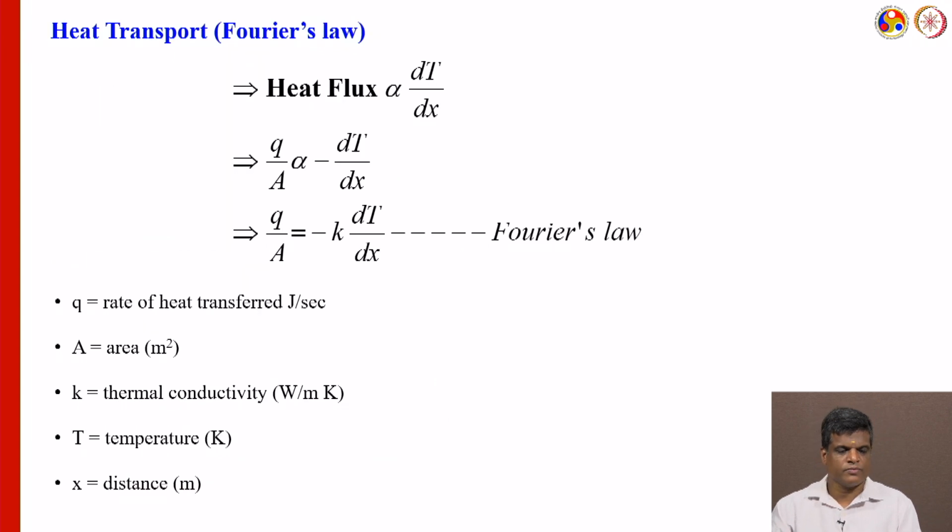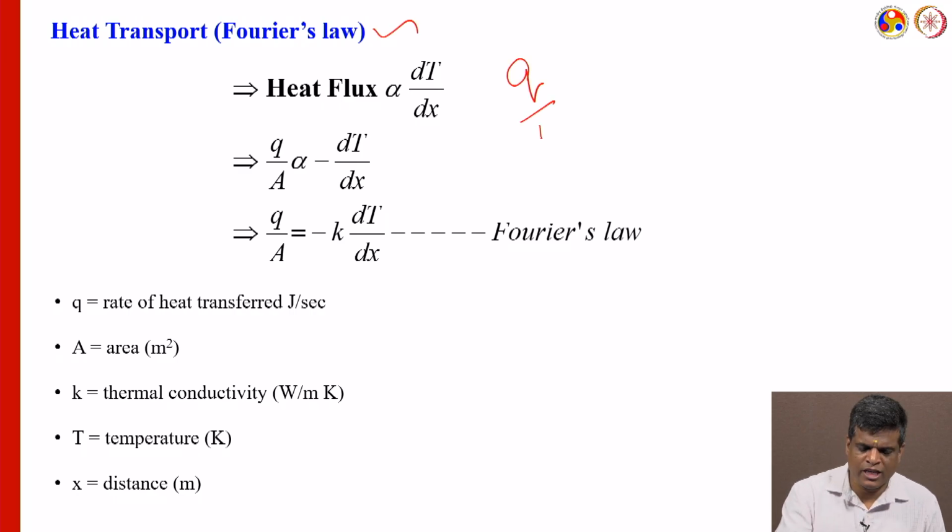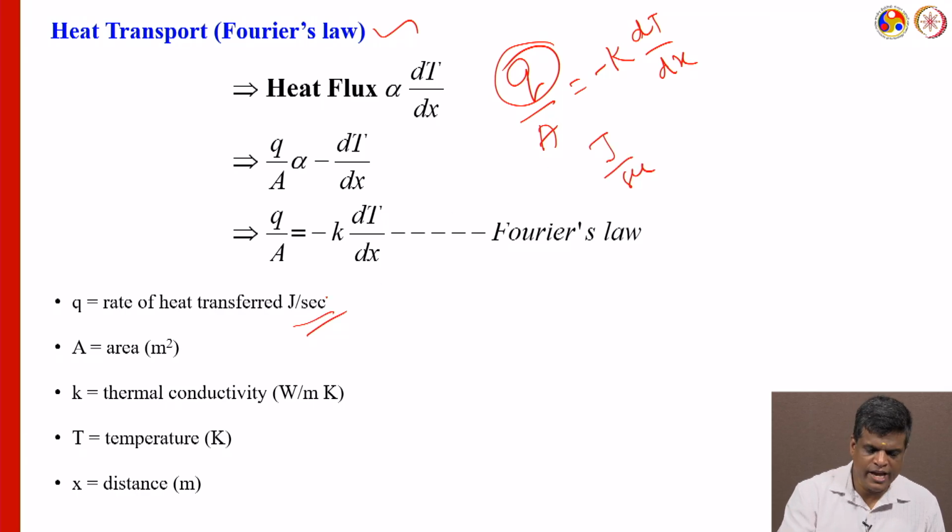So what is the heat transport? In Fourier's law, as we discussed in the last class, Q by A equals minus K dT by dx, which is Fourier's law of heat conduction. We write Q as the rate of heat transfer, and its unit is joule per second. Then the area has units of meter square. This is the famous Fourier's law of heat conduction.